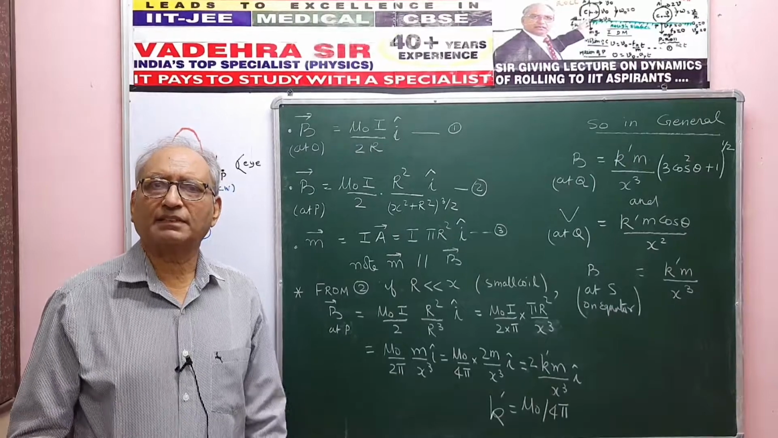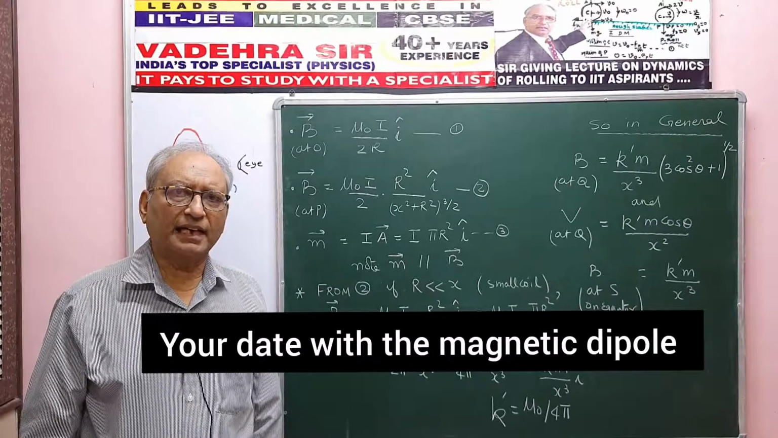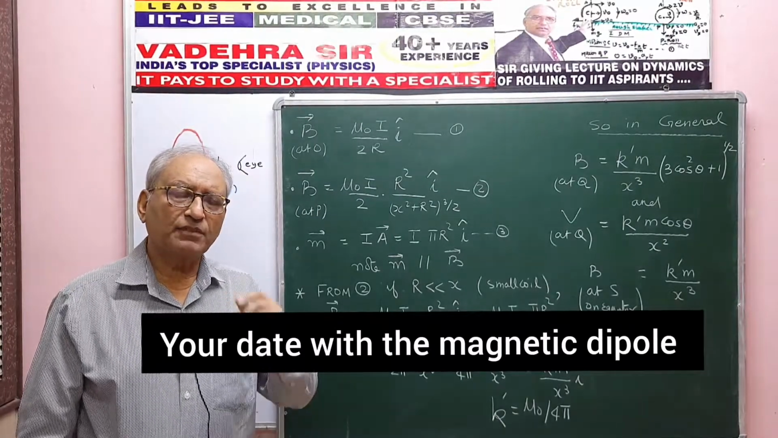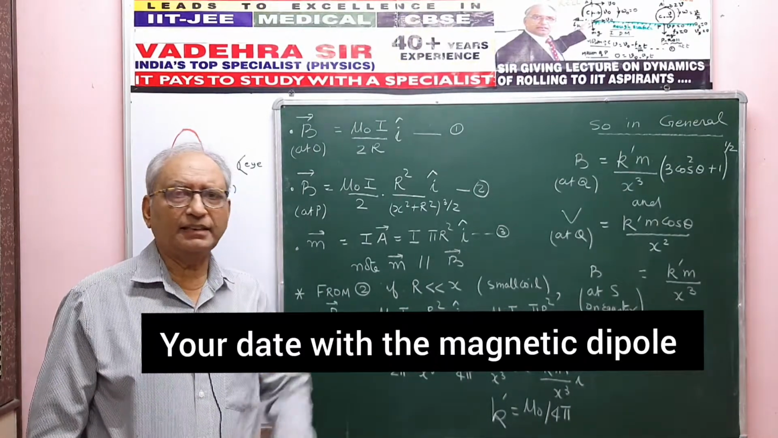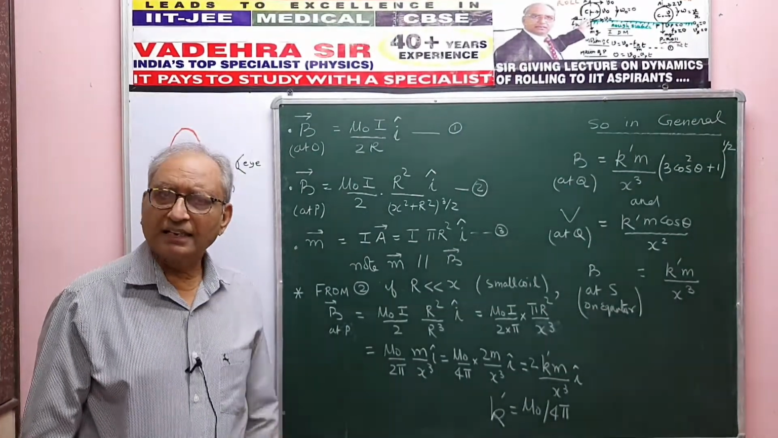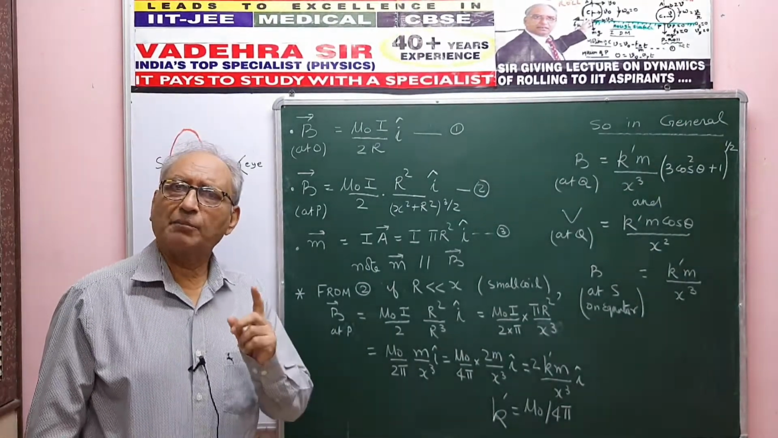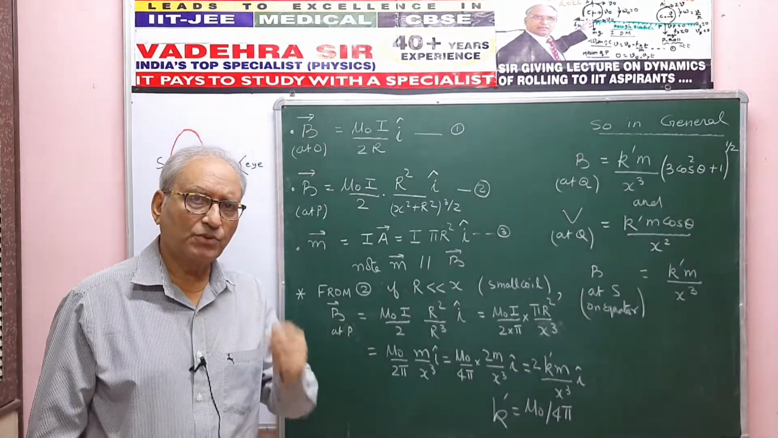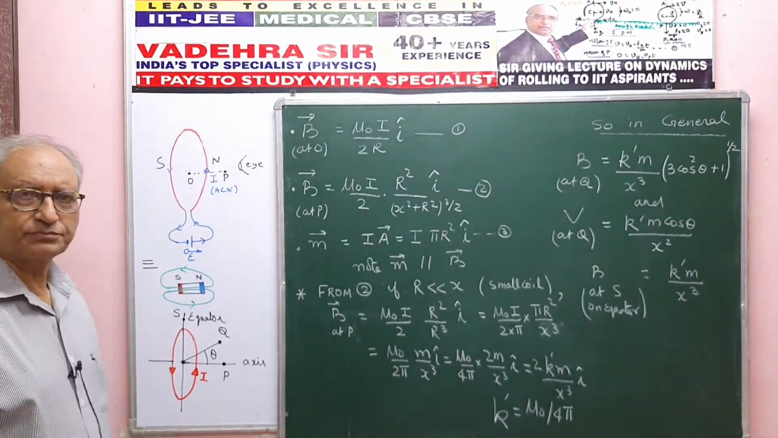It's your date with the magnetic dipole. A small current carrying coil is a magnetic dipole. I've already posted a video on the electric dipole. On parallel lines, we are going to now analyze, study all the properties of a magnetic dipole. So here you are. A small current carrying coil is a magnetic dipole.